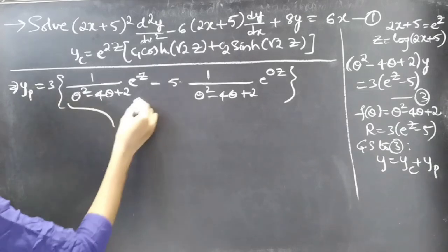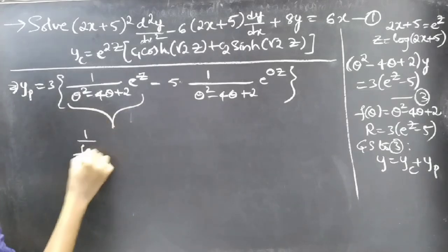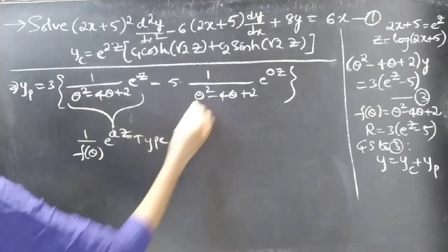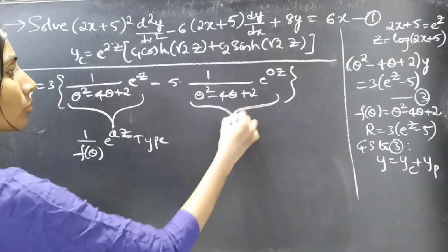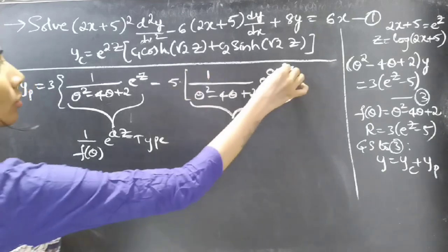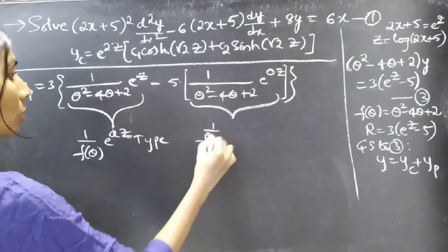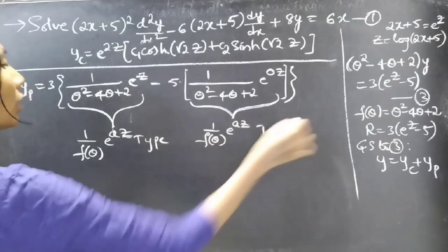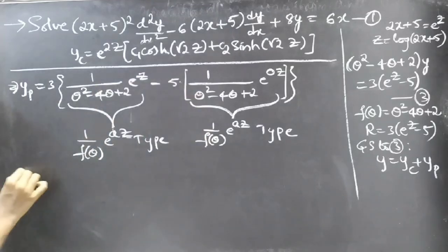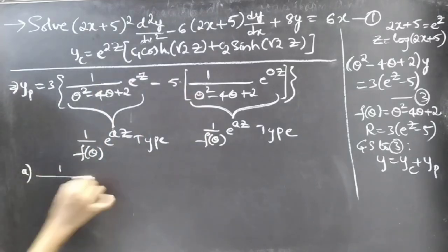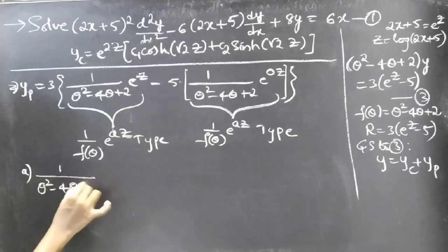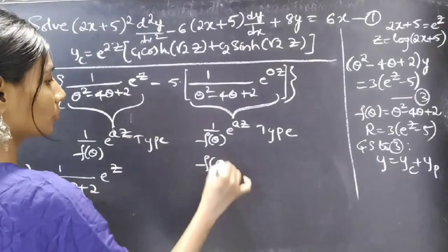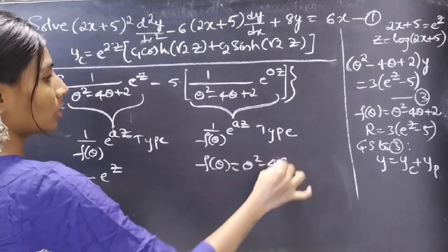Here, the first term is of 1 by f of theta into e power az type, and this part is also of 1 by f of theta into e power az type, right? Let's solve these two separately for our convenience. So I'll begin with the first term, 1 by theta square minus 4 theta plus 2 into e power z. So here we are having f of theta equal to theta square minus 4 theta plus 2, right?